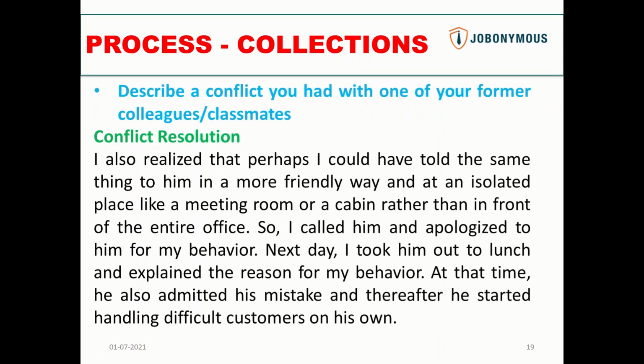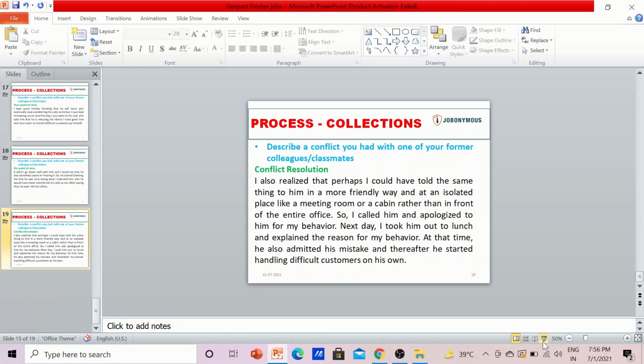Then how did you resolve the conflict? I also realized that perhaps I could have told the same thing to him in a more friendly way and at an isolated place like a meeting room or cabin rather than in front of the entire office. So I called him and apologized to him for my behavior. Next day I took him out to lunch and explained the reason for my behavior. At that time he also admitted his mistake, and thereafter he started handling difficult customers on his own. So this is how you resolve the conflict, and you admitted and apologized for your mistake also. So this was this question.